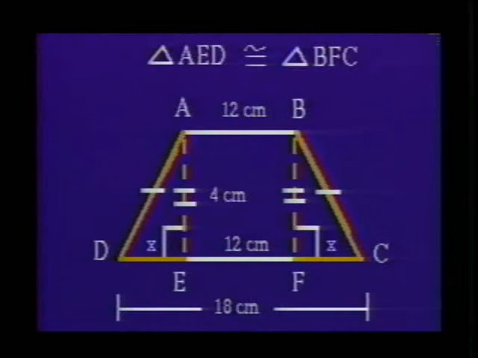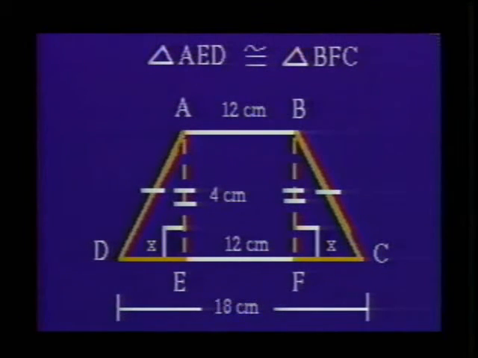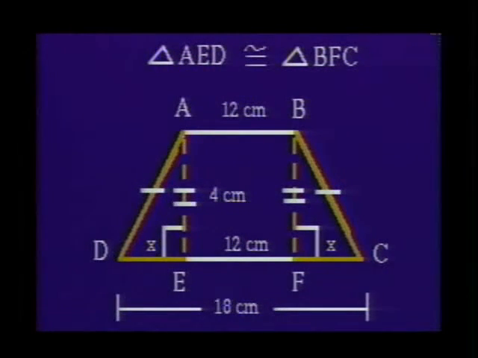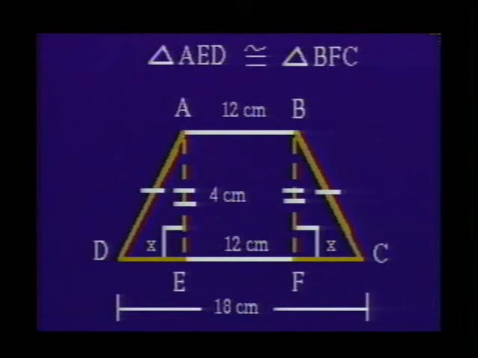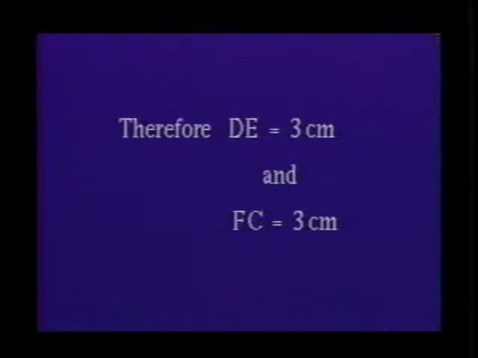We know that the length of line segment DE plus 12 plus the length of line segment FC must be equal to 18. Letting x equal the length of line segment DE and also the length of line segment FC, we have the equation x plus 12 plus x is equal to 18. Solving for x, we find x is equal to 3. Thus, the lengths of line segments DE and FC are each 3 centimeters.